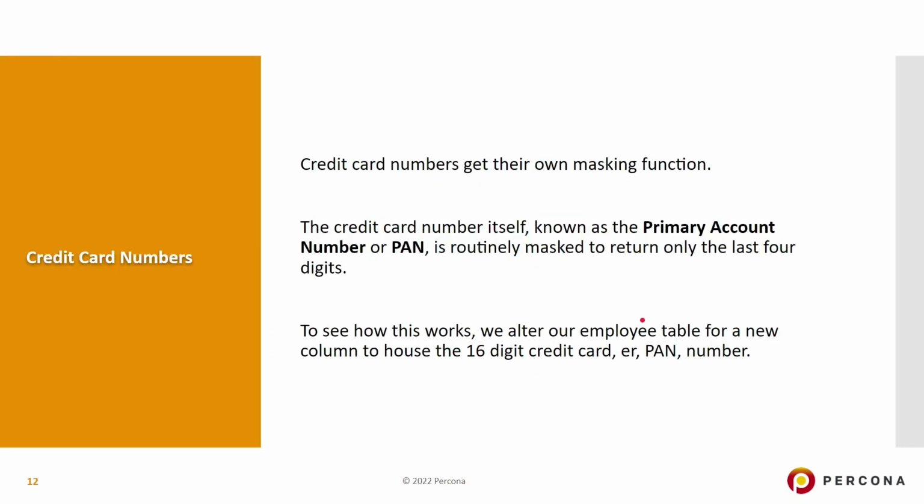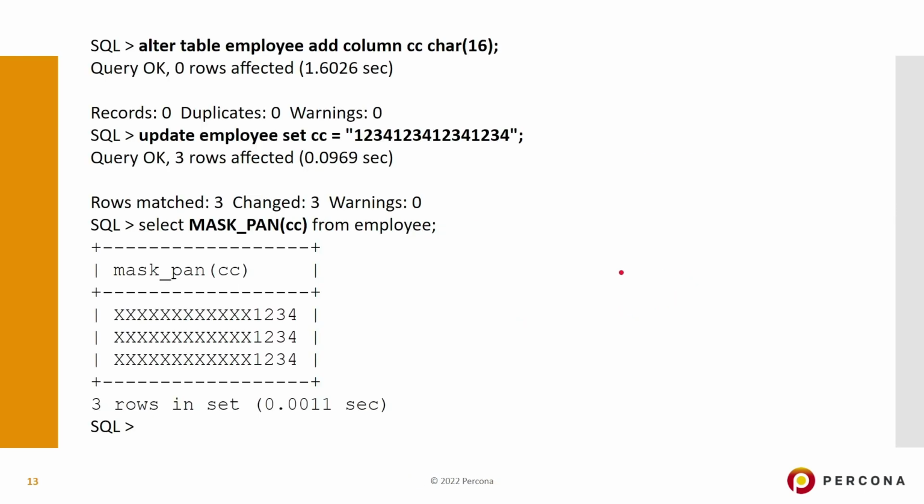Now, credit card numbers. If you're using PCI or other compliance for credit card information, you'll know that they are not known as credit card numbers, they're known as primary account numbers. And there's a special mask just for those.